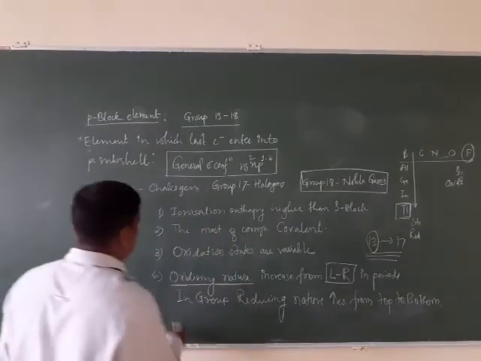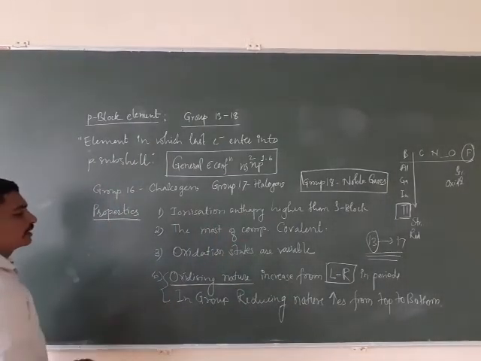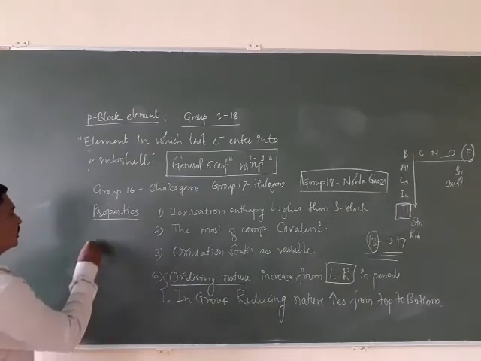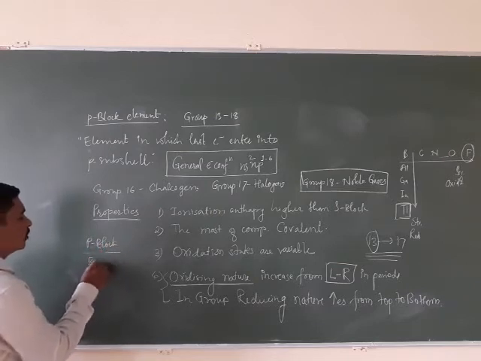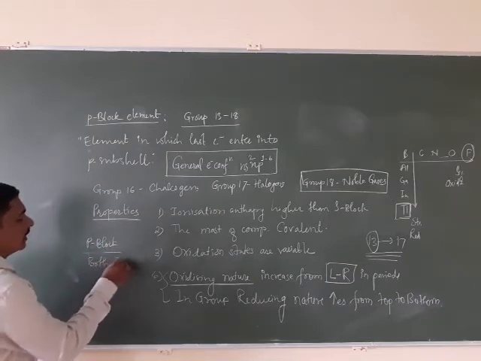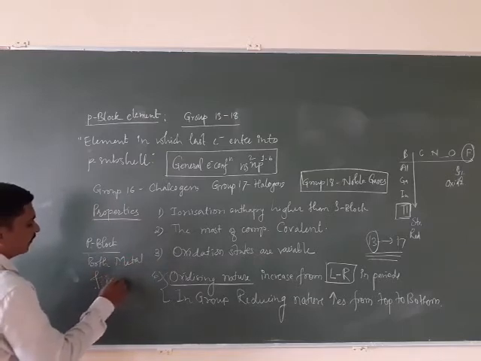Why is this so? Why does reducing character increase? Why does reducing nature increase? Because this p block contains both metals and non-metals.